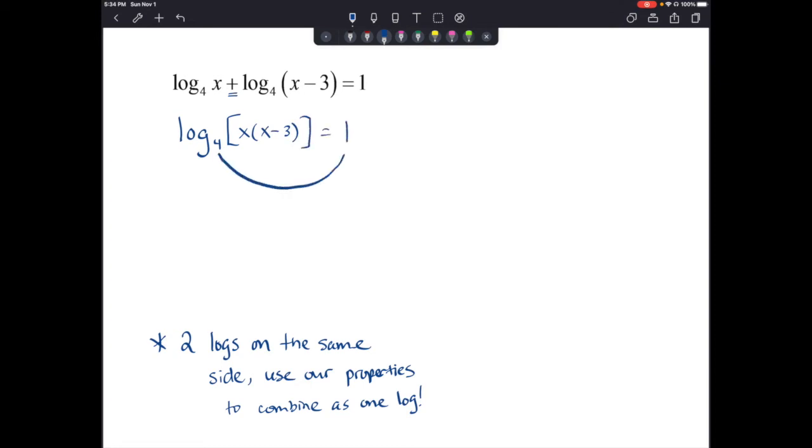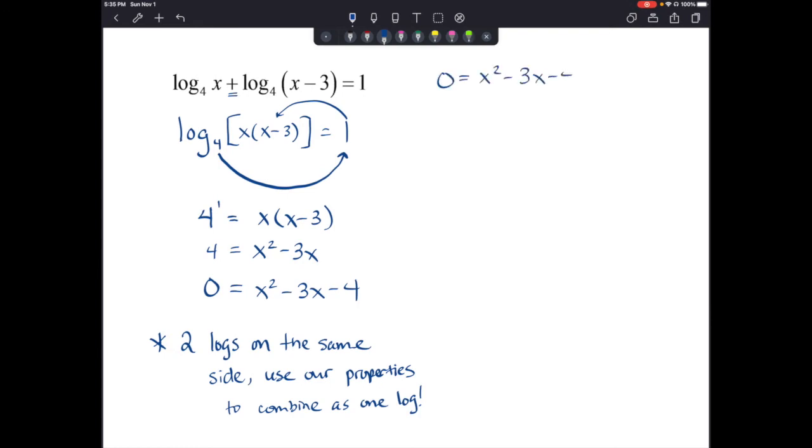And now we can go around the world and say that 4 to the 1st power is going to equal x times the quantity of x minus 3. So if we're trying to solve that, let's go ahead and distribute that x through to get x squared minus 3x equals 4. We'll set it equal to 0 by subtracting 4 from each side. And now we can look to factor this, right? So I'm going to recopy it up here. That should factor into x minus 4 and x plus 1. So when we set them equal to 0, x equals 4 or x equals negative 1.